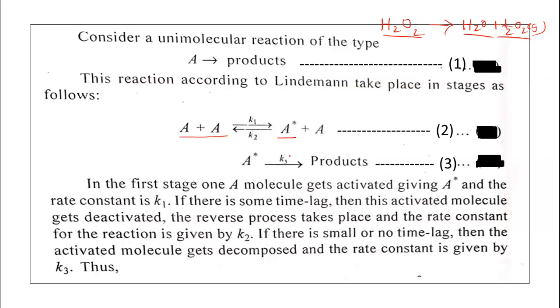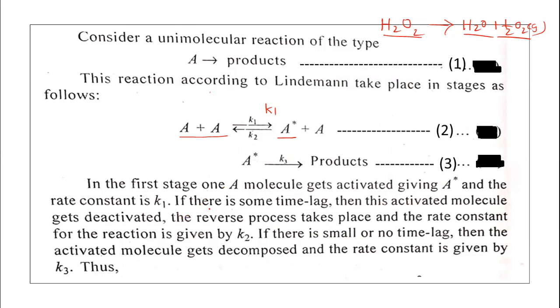So the mechanism of this reaction takes place in two stages. In the first stage, one A molecule gets activated giving A star, and the rate constant is K1 for this forward reaction. If there is some time lag, meaning the decomposition does not take place and it takes a long time, then what happens? Then this activated molecule gets deactivated.